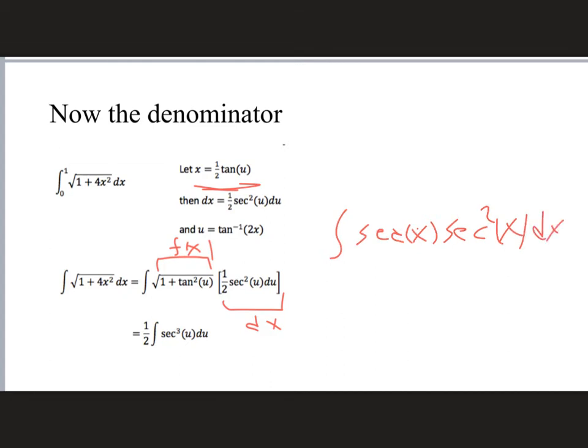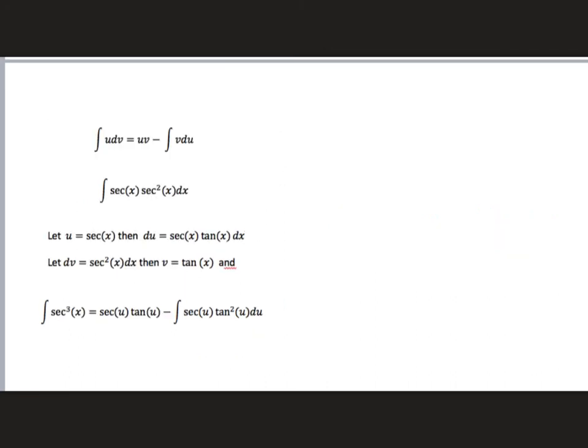And so I'm going to break this integral into parts and do an integration by parts to further get to the end. So if you look at the formula for integration by parts, if you have an integrand of the form u dv, you can break it up into u times v minus the integral of v du. Now our integral is secant of x, secant squared of x dx, and so I'm going to let this part be my u, and then that part be my dv.